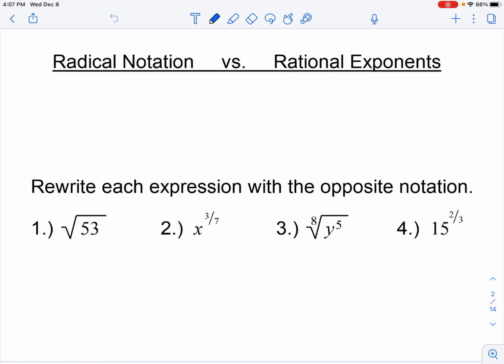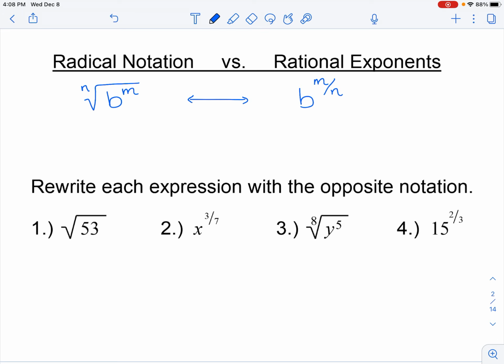All right, so today we're going to take a look at radical notation and rational exponents. Okay, so we're used to seeing radicals where we have something like the nth root of b to a power. That is the same thing as having b to a fractional exponent, where that fractional exponent has n, the index, in the denominator, and m, the exponent inside, as the numerator.